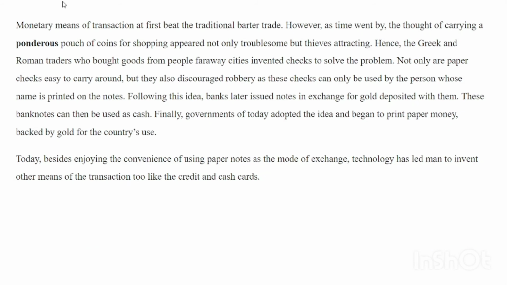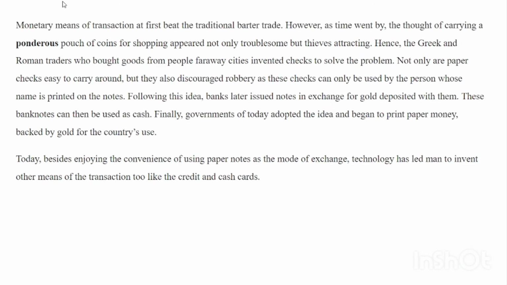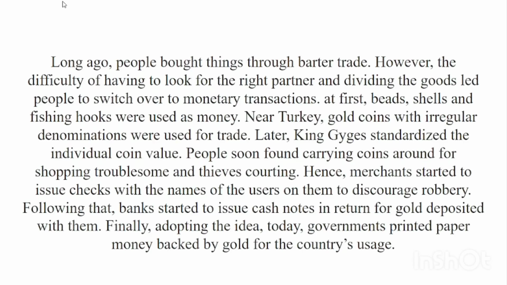and how it is becoming simpler, because look, it says buying things today is so simple, and then here it says technology has led man to invent other means of transaction too, like the credit and cash cards. So it's clear that this passage was about the history of money and how it has become convenient, and how there are now many different forms of buying, in other words. So that's the importance of reading the first and last paragraph. So let's read the summary now.